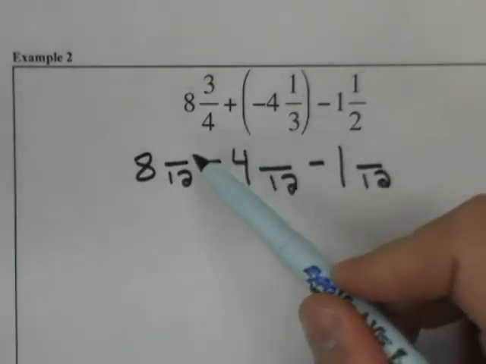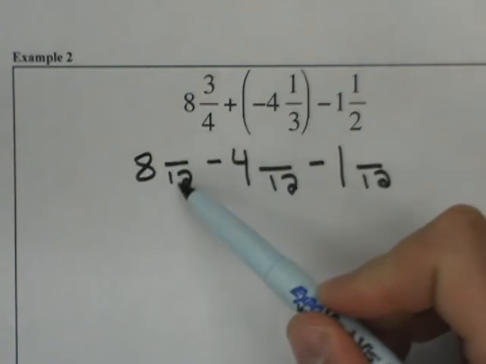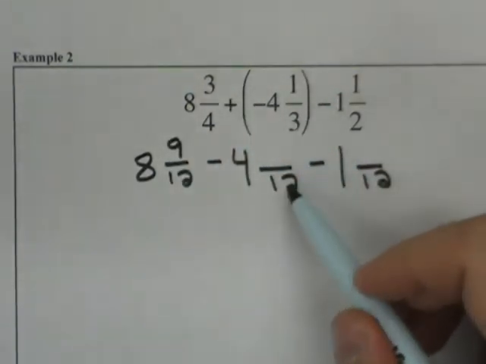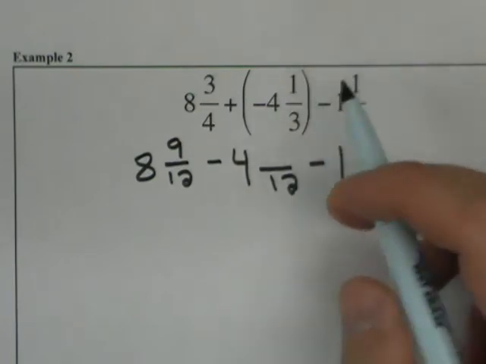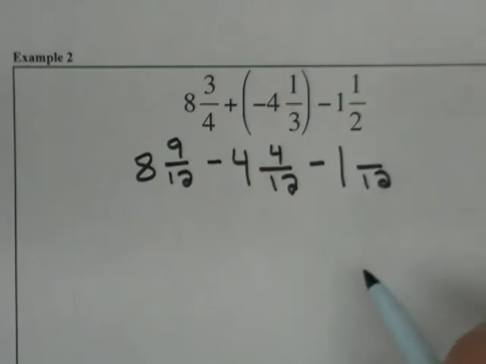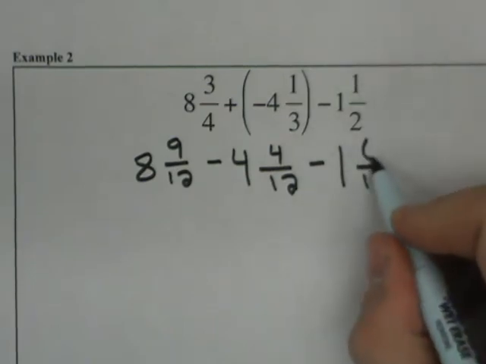So I say 4 goes into 12 3 times. 3 times 3 is 9. 3 goes into 12 4 times. 4 times 1 is 4. 2 goes into 12 6 times. 6 times 1 is 6.